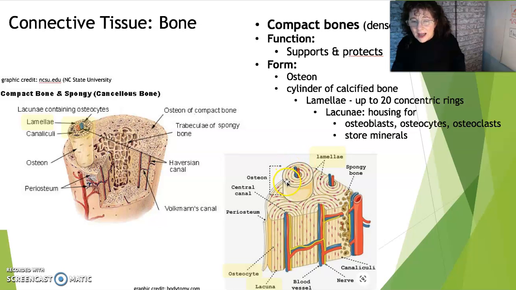You can see the osteocyte nuclei right in there. Are a pool that houses all 3 different types of osteocells: the blasts, the cytes, the clasts. In addition, the lacunae also will store minerals, will store the calcium, the magnesium, the phosphate compounds in between the cells. So there's a lot going on in the lacuna that are housed within the lamellae.